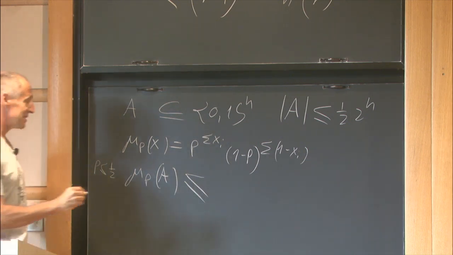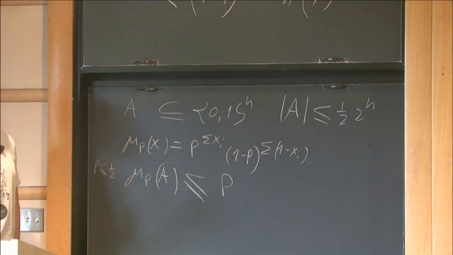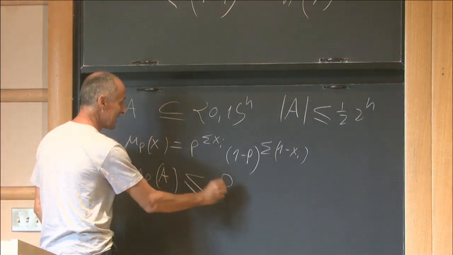And it turns out that in that case, well, best you can do is once again fix a point, take all sets that contain it. What's the measure of that family? It's precisely the probability that the coin corresponding to that point comes up heads. It's exactly p. And that's the best you can do.